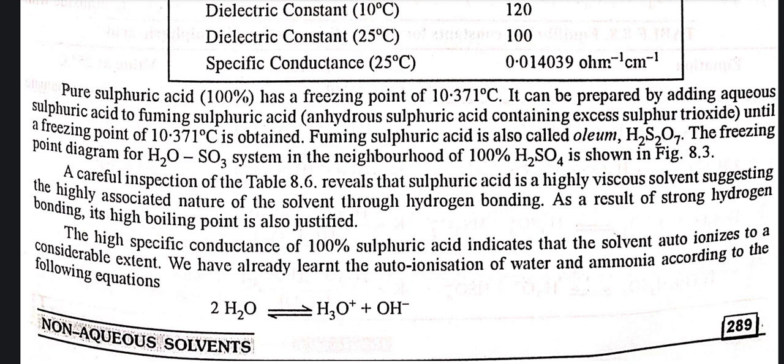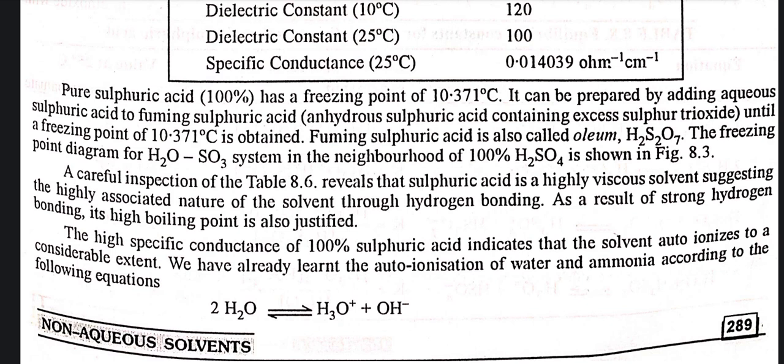A careful inspection reveals that sulfuric acid is a highly viscous solvent, suggesting the highly associated nature of the solvent through hydrogen bonding. As a result of strong hydrogen bonding, its high boiling point is also justified. The high specific conductance of 100% sulfuric acid indicates that the solvent autoionizes to a considerable extent.